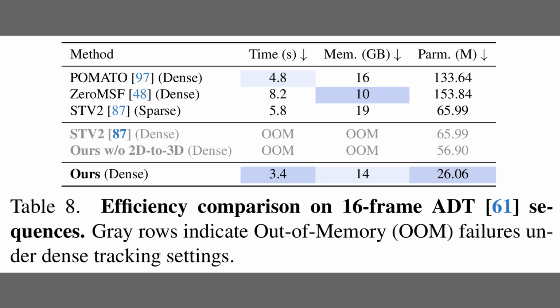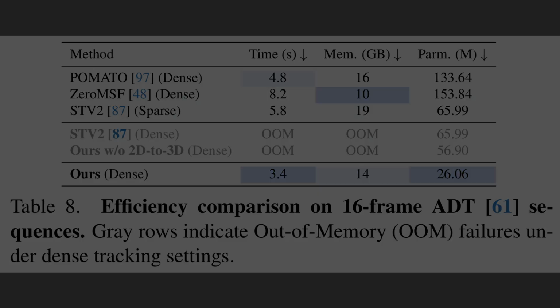So, while Table 2 established the tracking accuracy, Table 8 now compares computational efficiency. The columns measure time, memory, and parameter count for 16 frame sequences. In the middle, those gray rows show that STV2 and a variant missing the 2D to 3D correlation module both crash with out-of-memory errors during dense tracking. Finally, at the bottom, Track4World efficiently completes the task, requiring just 14 gigabytes of memory and 26 million parameters.